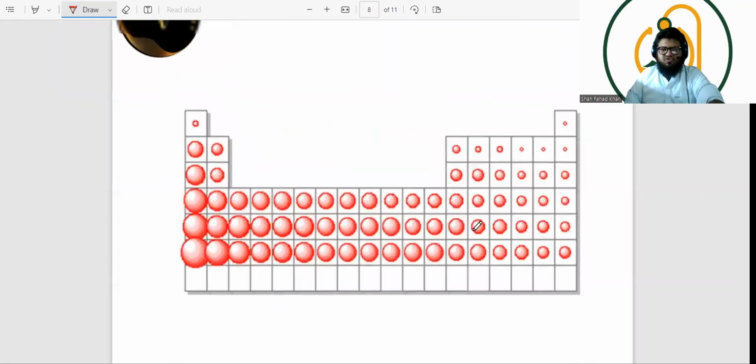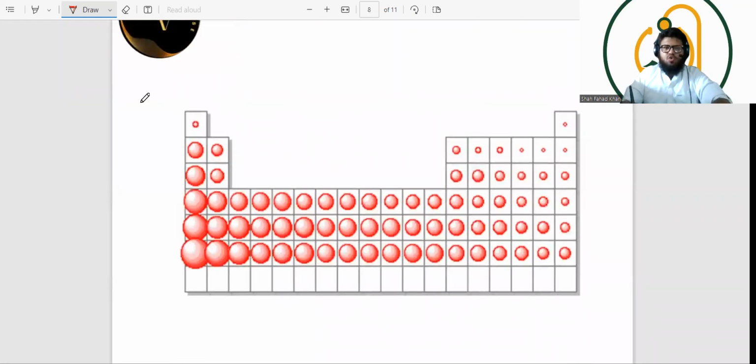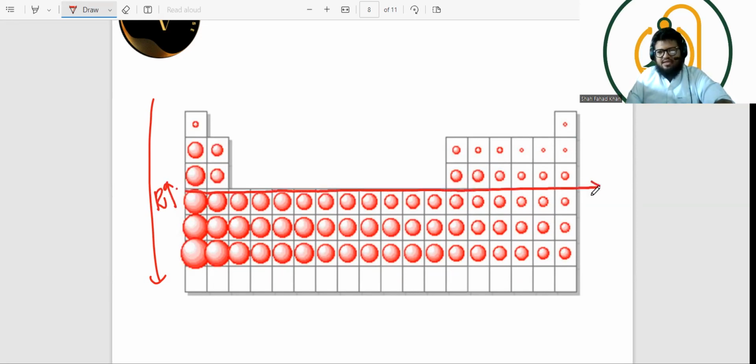This is the general trend, and this is the statement part. Going down the group, if you look at the size of the atoms, the size of the atoms is actually increasing, which means going down the group, the atomic radius increases. Going across the period, it's very obvious over here as well that the size of the atomic radius is actually shrinking. So across the period, it decreases, and down the group, it increases.